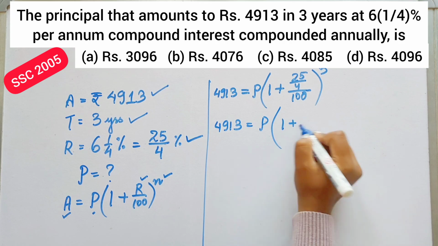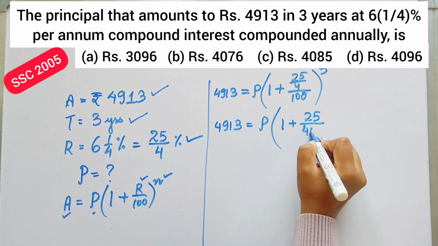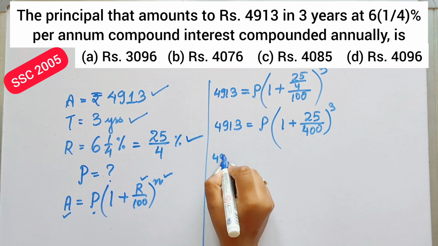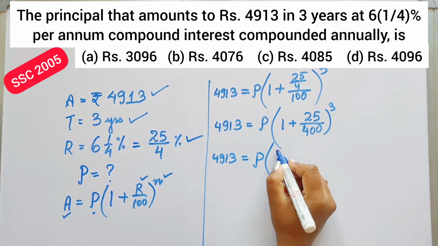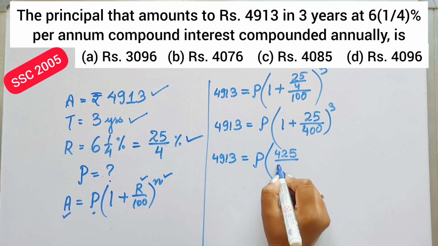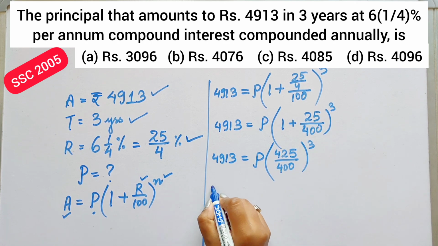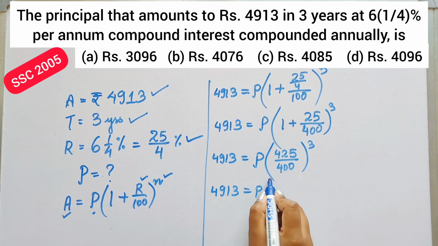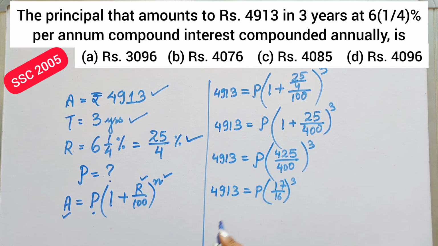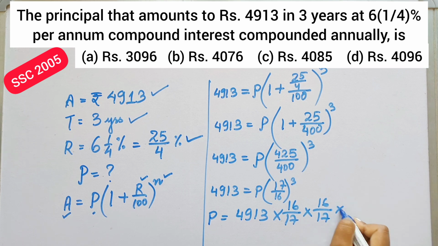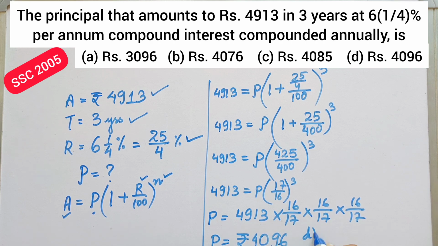Let us solve this. This would be 25, and 4 will move to the denominator, 400 whole cube. So 4913 equals P into 425 divided by 400 whole cube. When we simplify this, we will get 17 by 16 whole cube. So P can be calculated as 4913 into 16 by 17 into 16 by 17 into 16 by 17, which will give us P equals rupees 4096. So option D is the correct answer. Let's move to the next one.